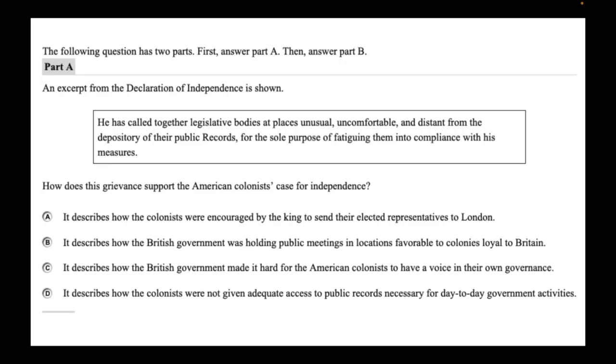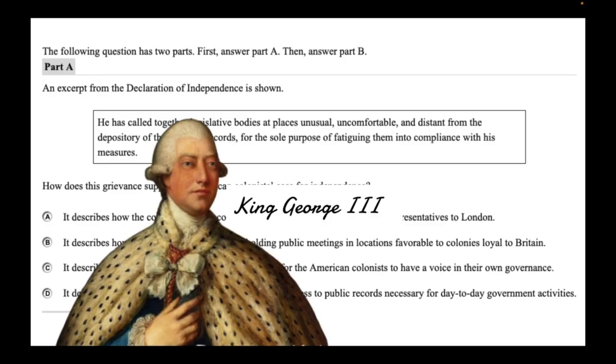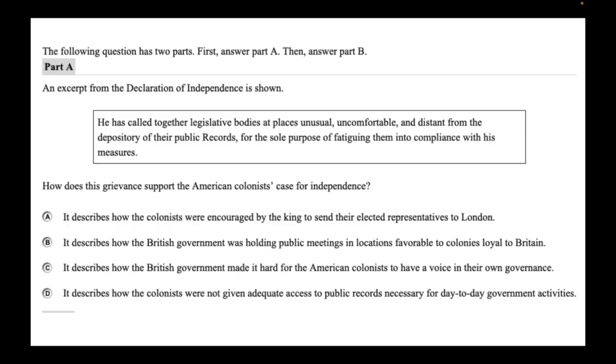"He has called together legislative bodies at places unusual, uncomfortable, and distant from the depository of their public records, for the sole purpose of fatiguing them into compliance with his measures." So who is the he? Well, that's King George III. That's who we are referring to. We're putting the blame on him. So how does this grievance support the American colonists' case for independence?